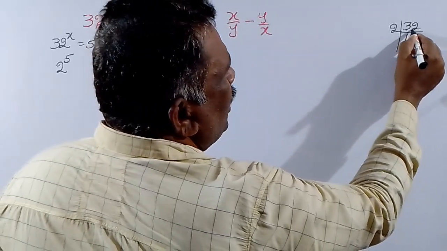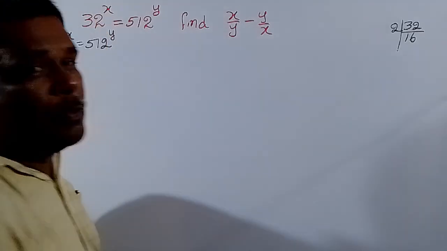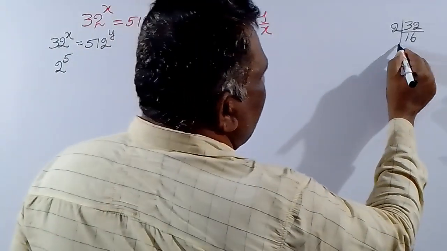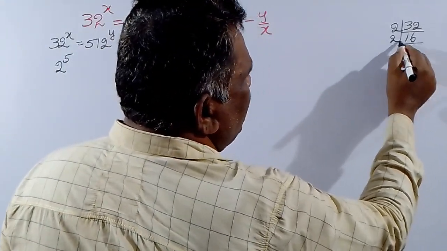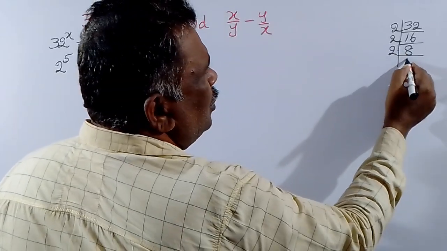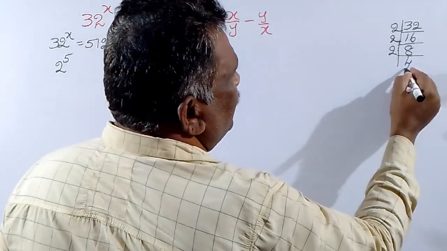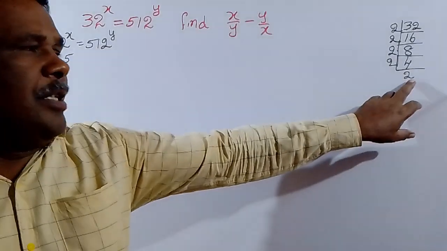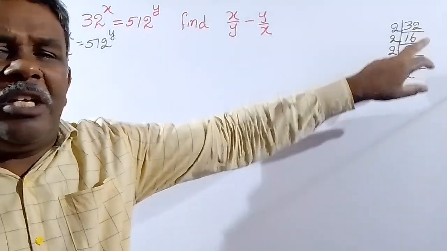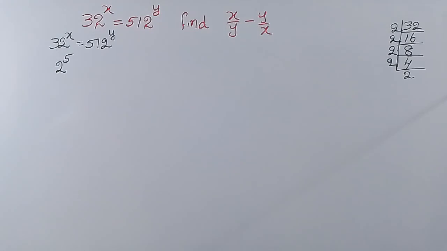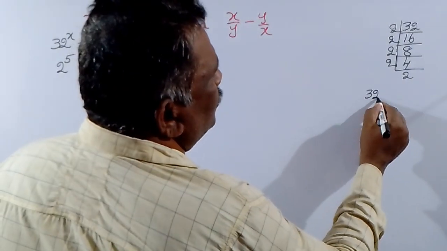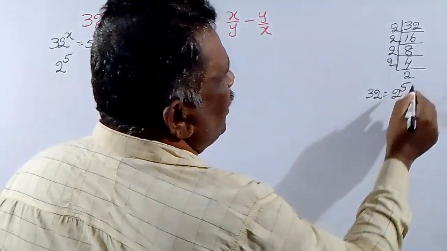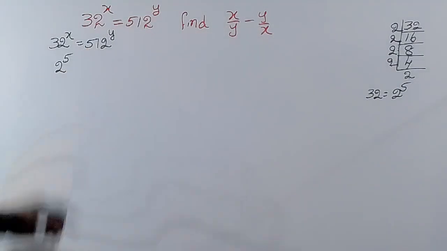2 ones are 2, 2 threes are 6, 2 sixteens are 32. So 32 divided by 2, we get 16. Again it's divided by 2. 2 eights are 16. Again divided by 2, 2 fours are 8. Again divided by 2, 2 twos are 4. So last prime number. So ila manam start chesina number nunchi last prime number vachchent varaku divide chestunnam. So 32 is equal to 2, 1 2 3 4 5, so 2 power 5.